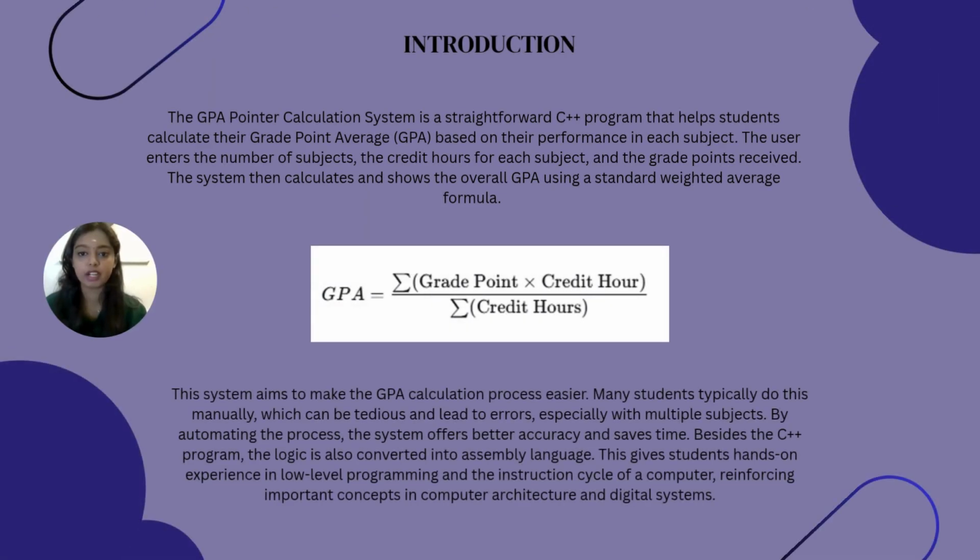The GPA pointer calculation system is a straightforward C++ program that helps students calculate their grade point average (GPA) based on their performance in each subject. The user enters the number of subjects, the credit hours for each subject, and the grade points received. The system then calculates and shows the overall GPA using a standard weighted average formula.